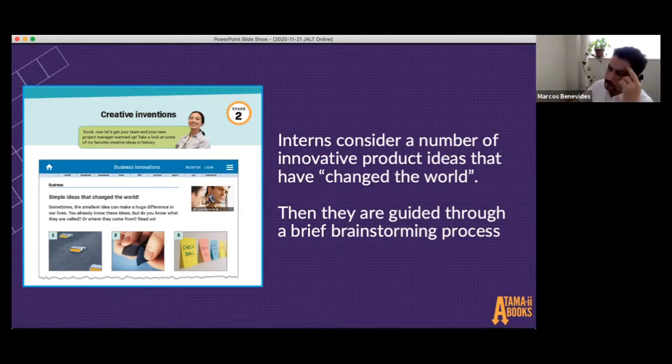But a really important part of stage 2, because we're talking about coming up with creative ideas, creative inventions, is setting up how to be creative, which isn't an easy thing to do.